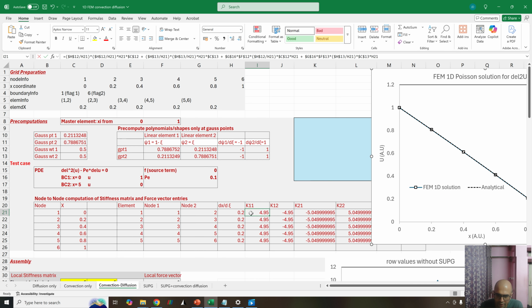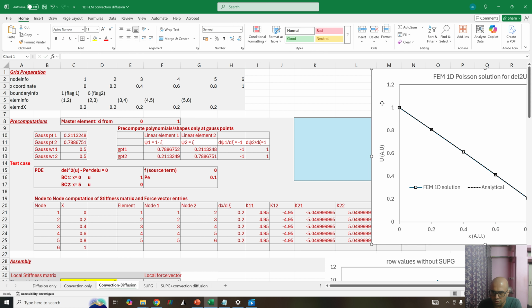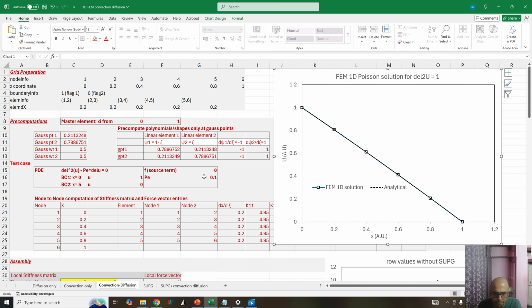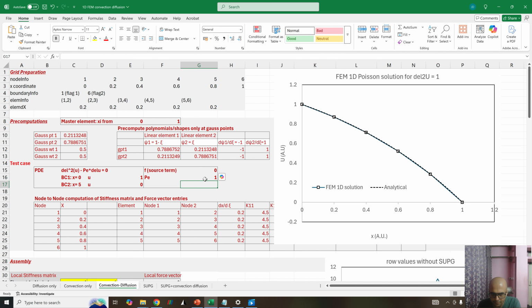This is the term which I have included in these stiffness matrix terms. These first two terms are the diffusion terms which you have already seen in your Poisson solver, and these two terms are your convective terms. They are scaled with this G16, which is your Peclet number. Now let's see how this solution changes. Peclet number is set to 0.1, which is a very low value. So this is almost like your diffusion case, almost a straight line like we solved in FEM and FDM. Now let's increase this and we'll start seeing the dynamics.